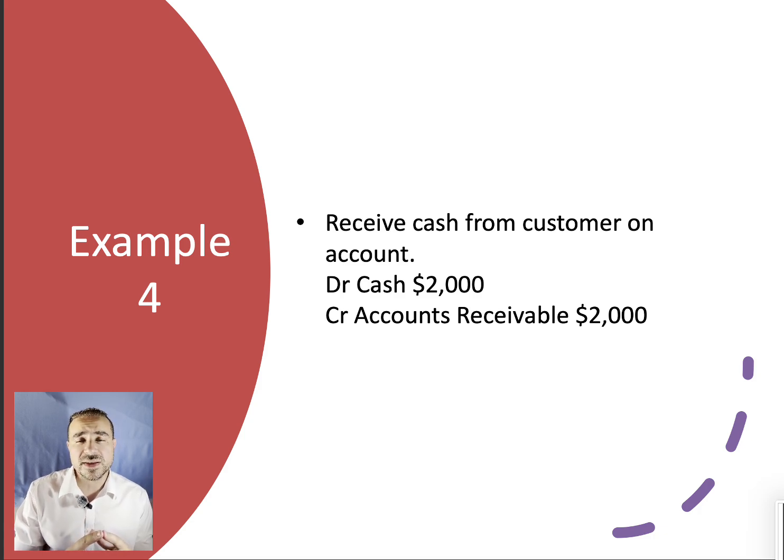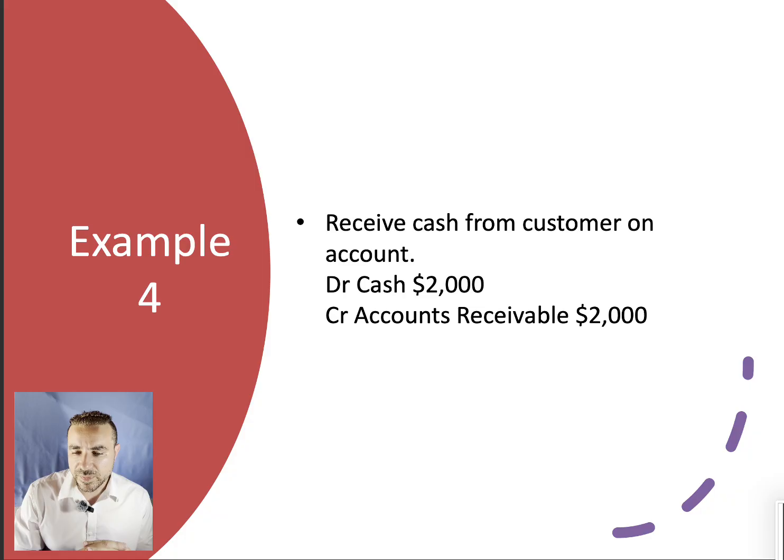Okay, what will be the credit side? I know that before, when I provided the service or the product on account, I already increased the account receivable. So now I want to decrease the account receivable because I got the cash already. So on the credit side, I will put account receivable for 2,000.